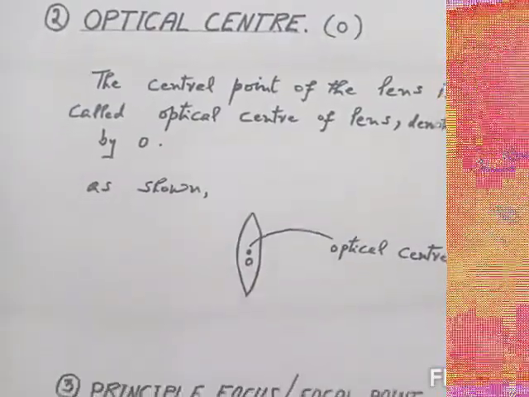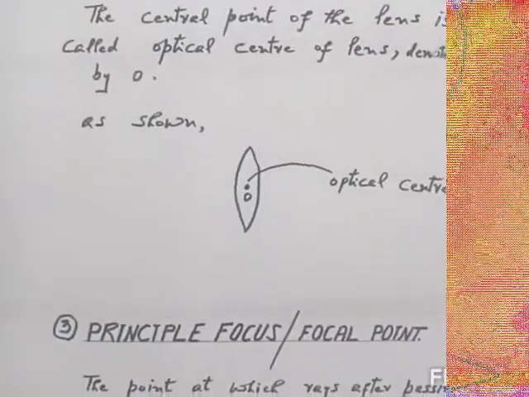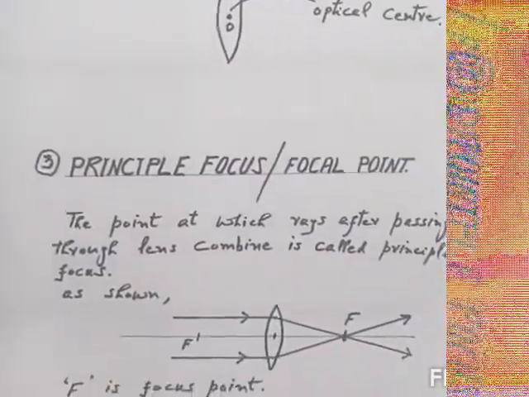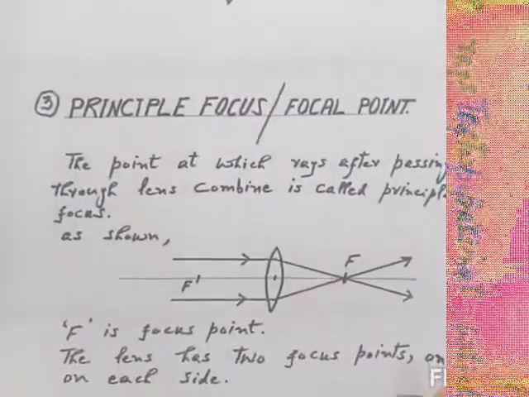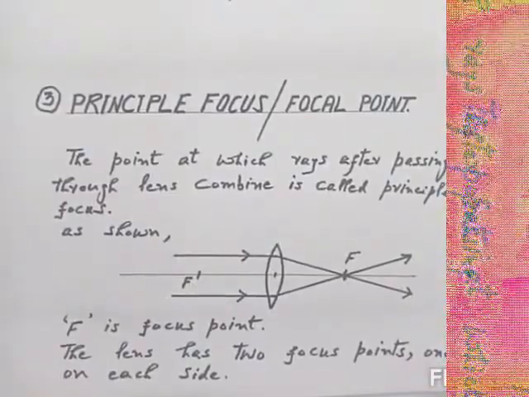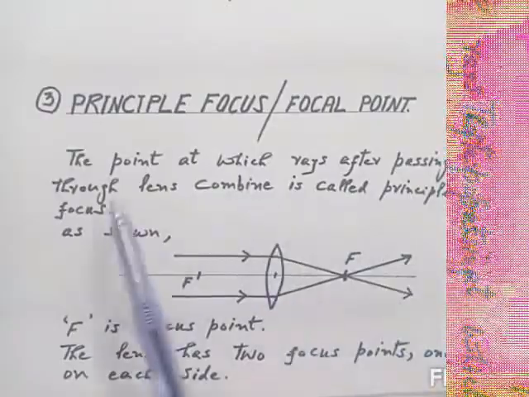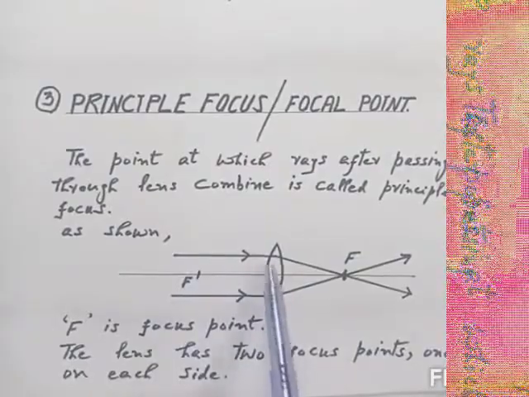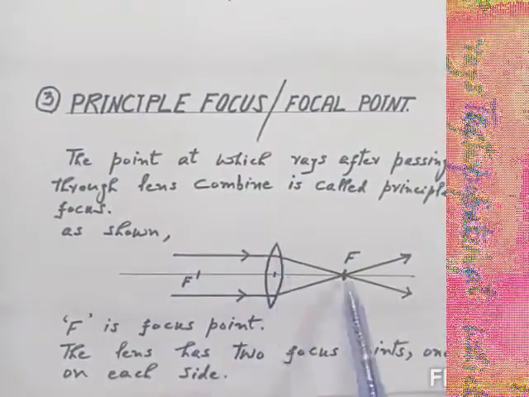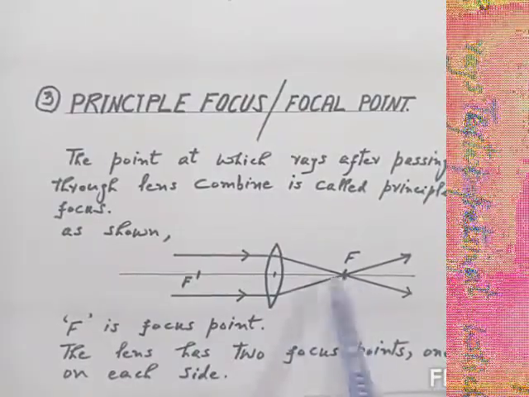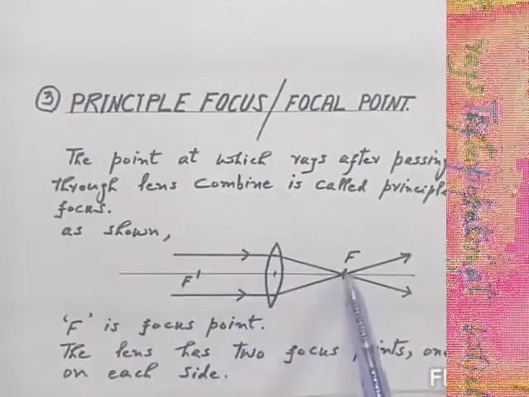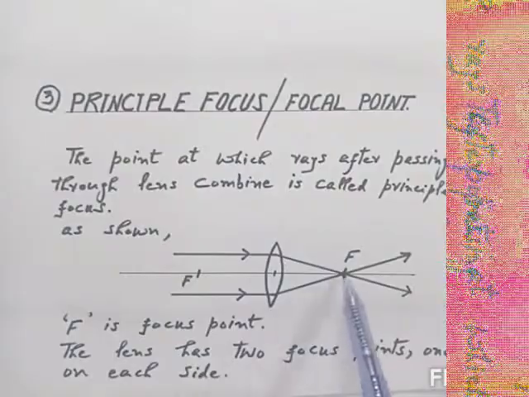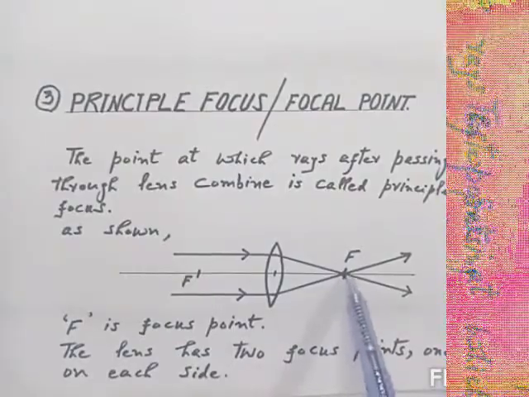Now the next term is principal focus or focal point. What is principal focus? The point at which rays after passing through the lens combine is called principal focus. These are parallel rays. When these rays pass through the lens, these rays combine at this point. So this point at which the parallel rays combine after passing through the lens is called focus point.